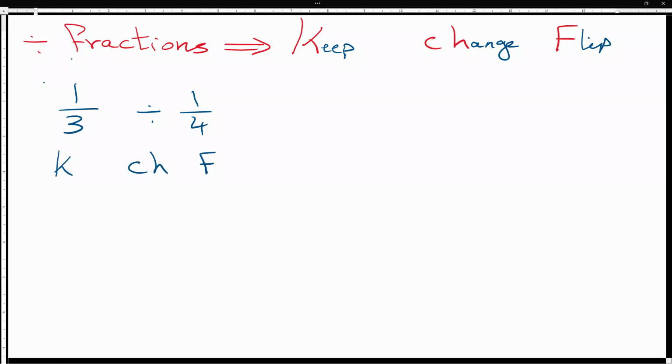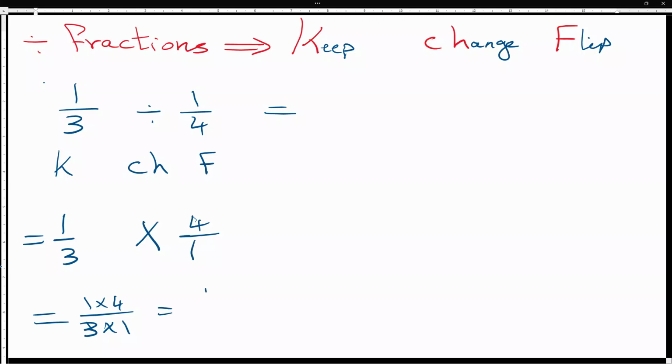I can hear some learners screaming, no, it's KFC. No, it's not. I'll tell you why. Keep the first one as it is, which is a third. I'll change the division to multiplication. I'll flip this upside down, so it's 4 out of 1. And from here, this is really easy. It's 1 times 4 divided by 3 times 1, which means it's 4 divided by 3. Done.